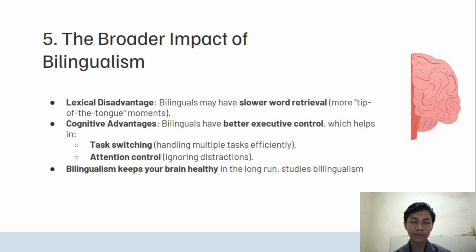Next, here we have cognitive advantages. The first one is task switching. Since bilinguals constantly switch between languages, they become better at handling multiple tasks efficiently. The next advantage is attention control. It means bilinguals can ignore distractions more easily because their brain is trained to focus on the language they need at the moment. Another advantage goes beyond cognition, because studies also show that bilingualism can make your brain healthy longer and can even delay memory problems, for example Alzheimer's disease.